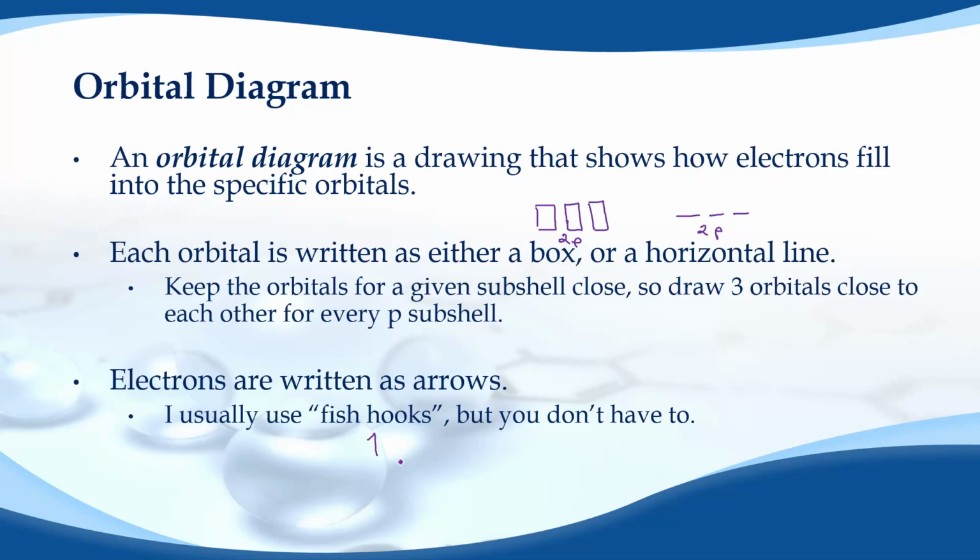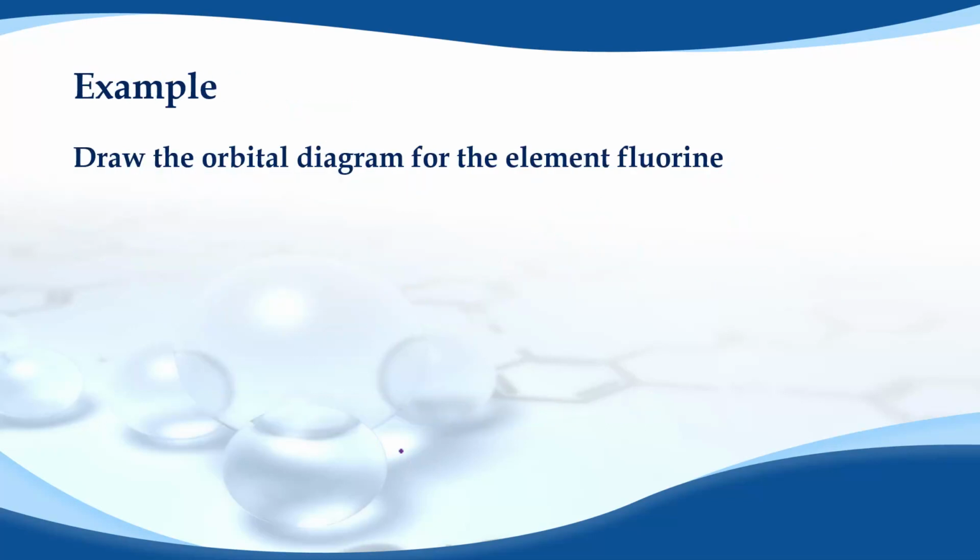Okay, so we're going to use those 3 rules to draw the orbital diagram for the element fluorine. First thing we need to know: how many electrons does a fluorine atom have? Well, the number of electrons is equal to its atomic number, which for F is 9. That means we have to draw 9 arrows. Exactly 9, no more, no less.